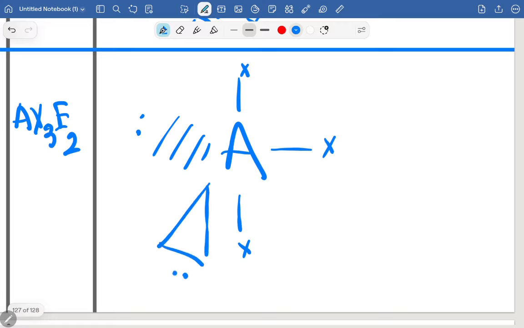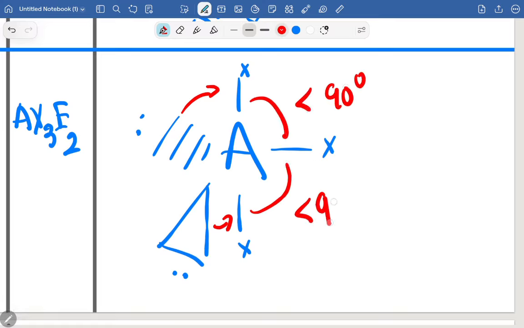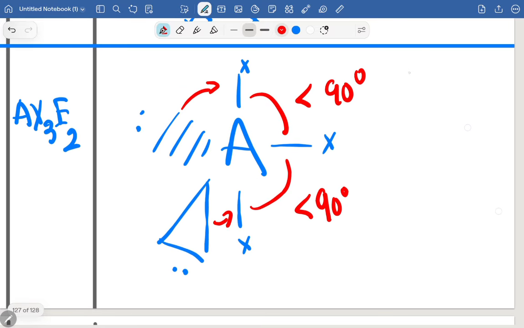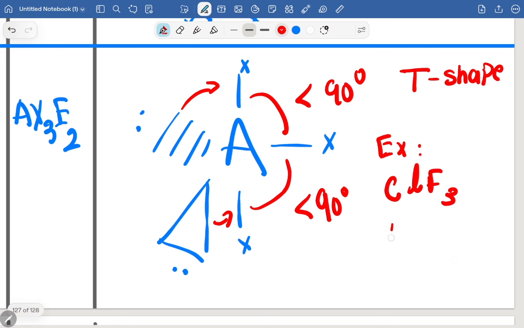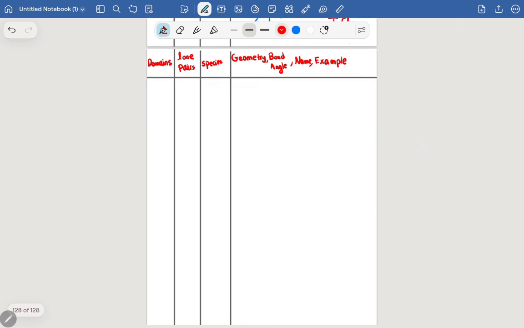Now, of course, this lone pair is going to be pushing more on these, so that means the angle here and the angle here is going to be less than 90 degrees. And we call this structure a T-shape structure. Some examples of the T-shaped structure are ClF3 and ICl3.